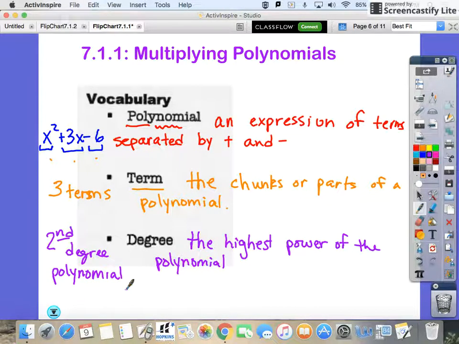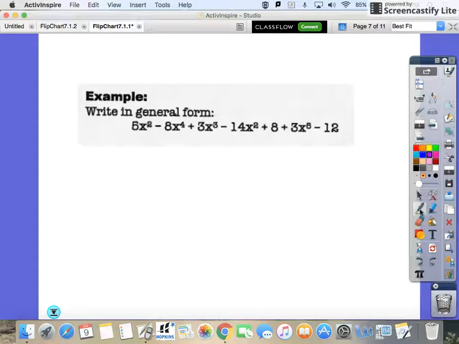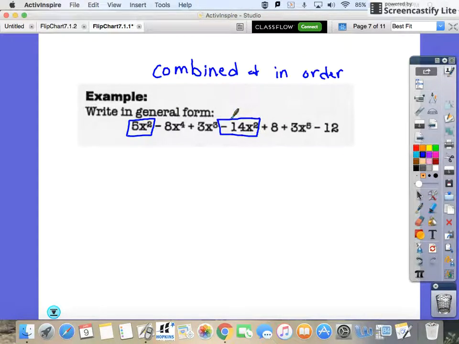All right, so let's look at some examples. This is a really messy polynomial, and we're going to put it in general form. General form means combined and in order. So here I see an x squared term, and here I see another. Before you combine, you have to make sure you include the sign in front so you know whether it's a positive or a negative. I also see 2 numbers. Everything else is kind of an isolated term, so there's nothing else we can combine it with. So we want to combine our similar terms and then put them in order.